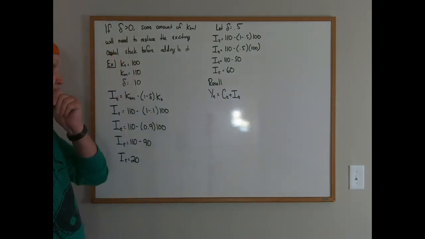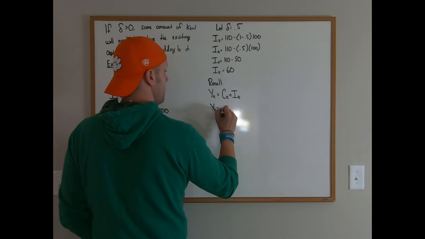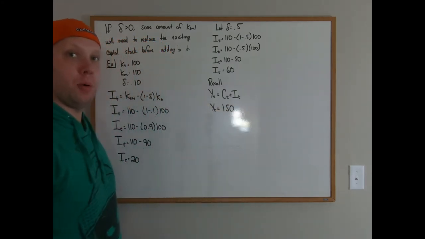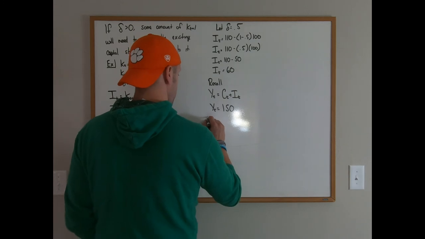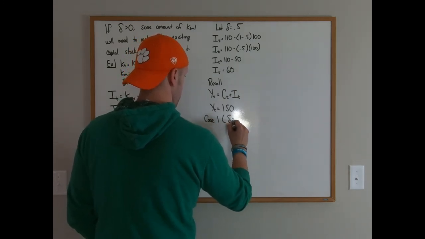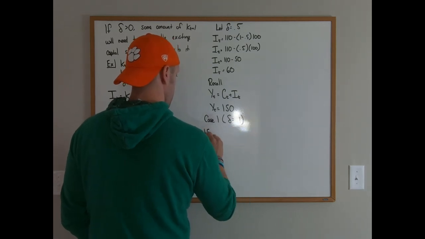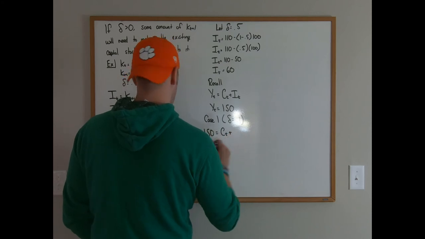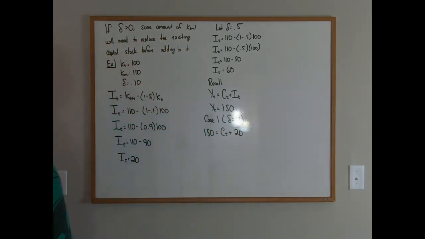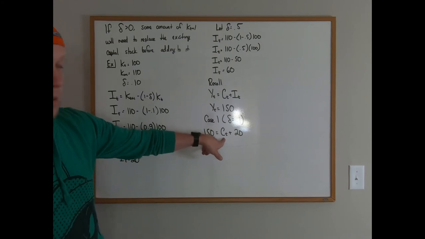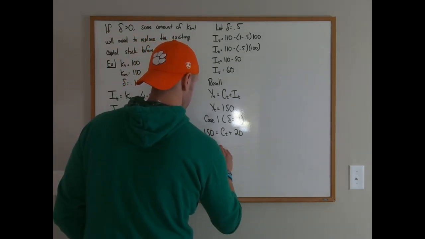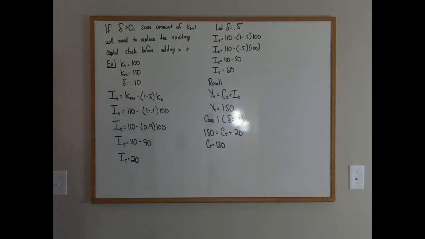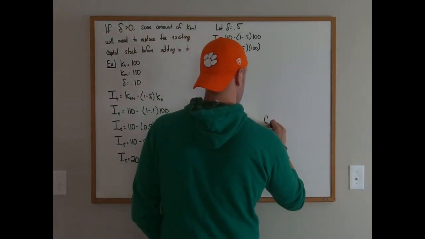Y equals C plus I. Let's say output is 150. In this case, output's 150 with a depreciation rate of 10%. 150 equals C_T, consumption, plus investment, I_T, which in this case is 20. What is C_T? Well, it's 150 minus 20, 130. In case 2.